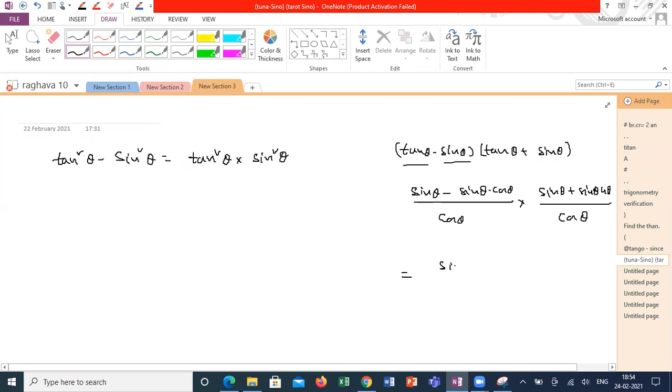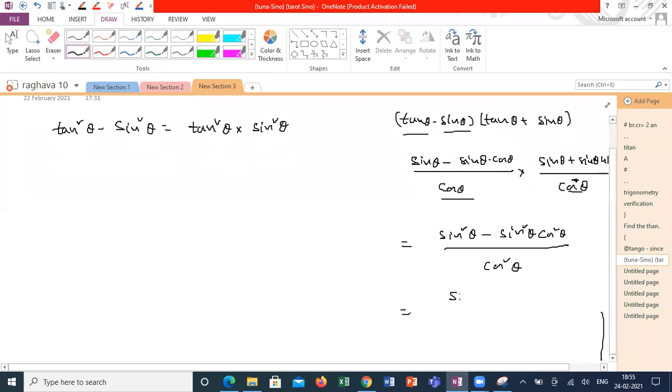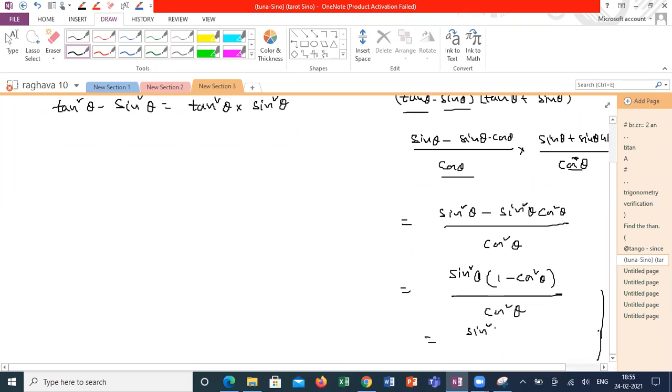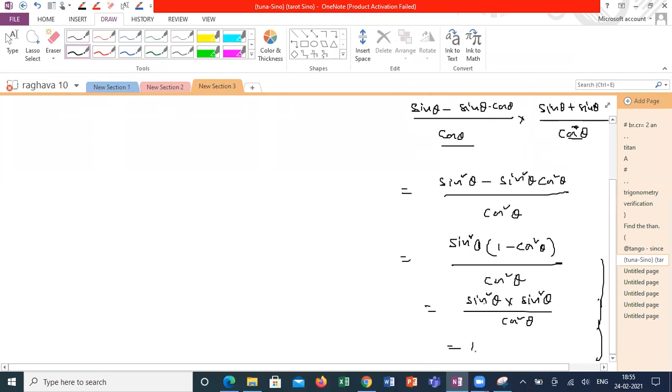So what will you get? Sin square theta minus sin square theta, a plus b, a minus b again. Cos square theta divided by cos square theta. Cos theta into cos theta. So here, if I take sin square theta common, I will get 1 minus cos square theta by cos square theta. So 1 minus cos square theta is nothing but sin square theta. So sin square theta into sin square theta divided by cos square theta. See, sin by cos is tan. So tan square theta into sin square theta.